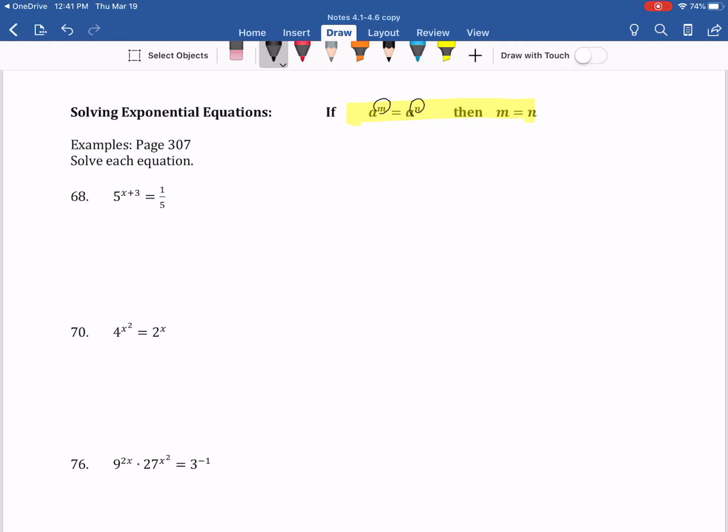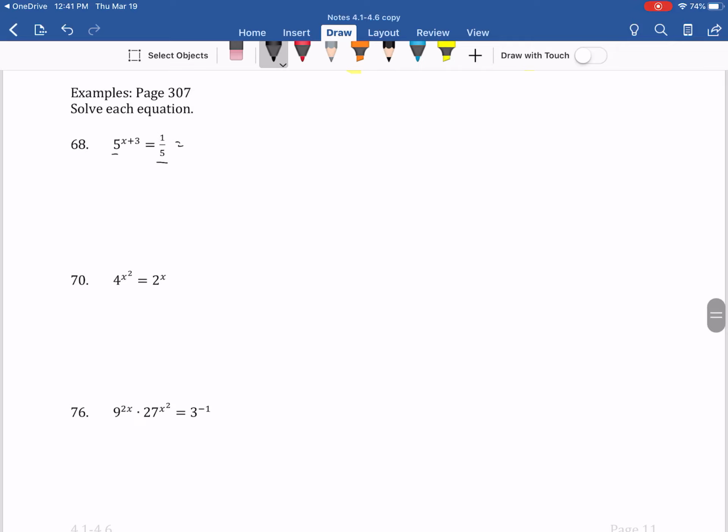So on number 68, on the left side, the base is 5. On the right side, the base is 1/5. We have to figure out a way to make them match. How can I change what 5 looks like, or how can I change what 1/5 looks like, in order for the bases to be the same? Turns out you can write 1/5 as 5 to the negative 1 power. And if you do that, you will end up getting an equation that says 5 to the x plus 3 equals 5 to the negative 1.